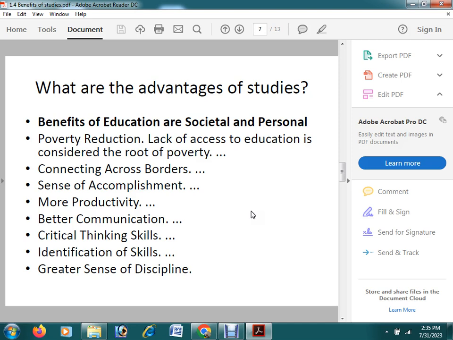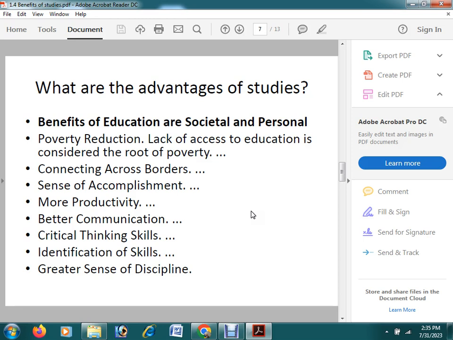So more critical thinking skill, and identification of skill. Identification of skill means identifying which skill you need. And a greater sense of discipline.